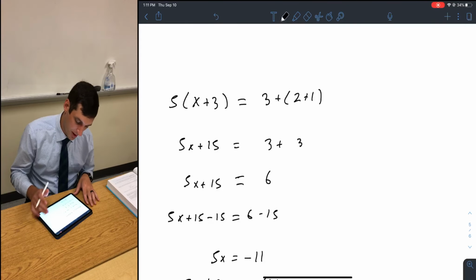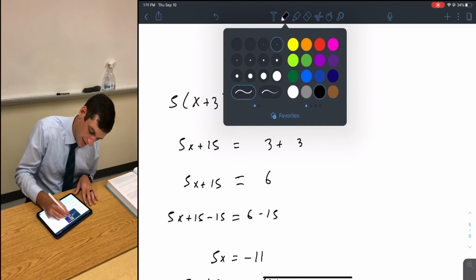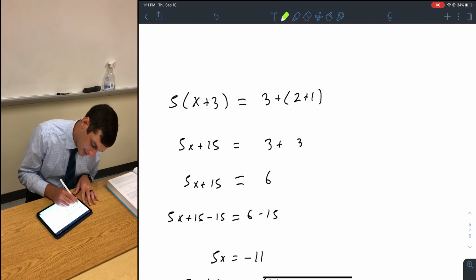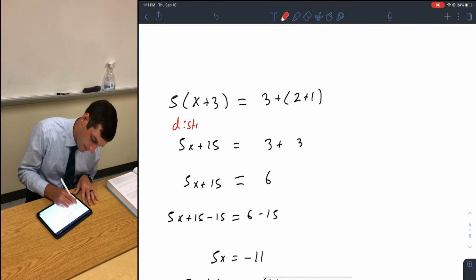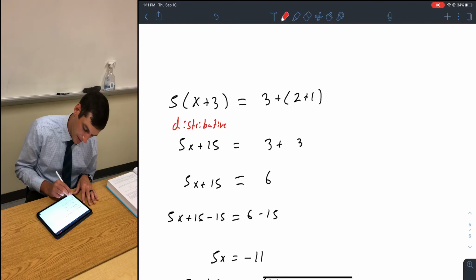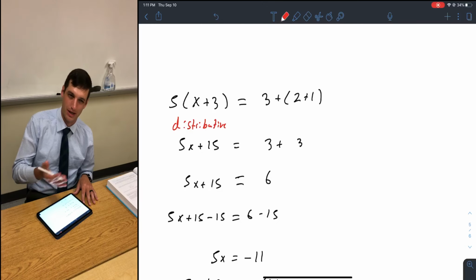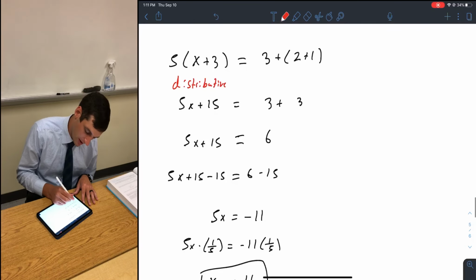So now let's talk about the properties that I used here. I'm going to write these in red. This was the distributive property. Right here, I just added. I could say additive property, but it's not really an algebraic property, so I'm going to skip that. Right here, I used the additive inverse.